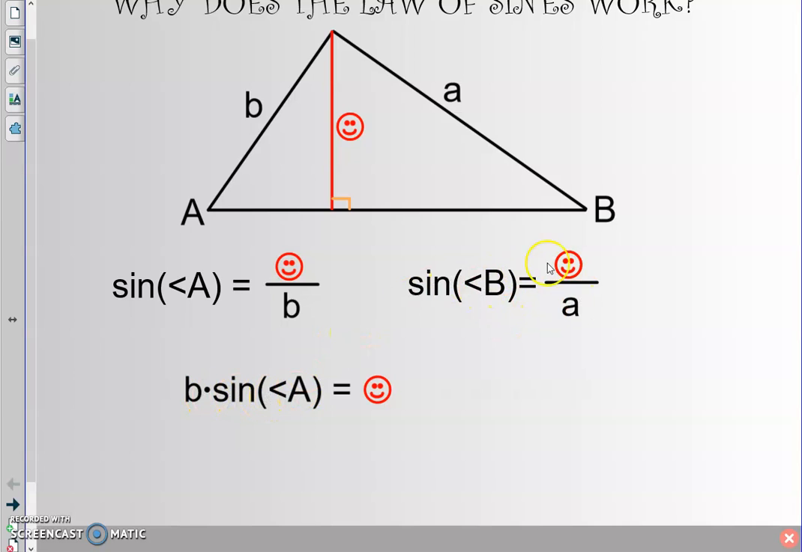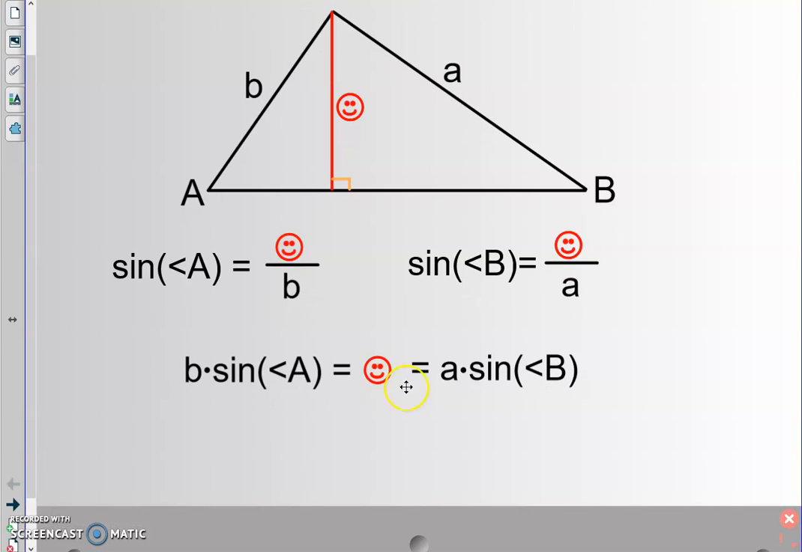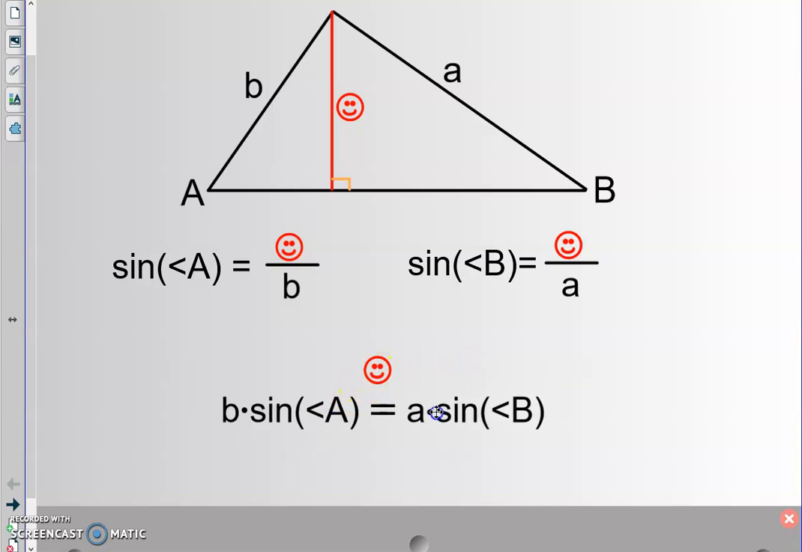Over here, I could solve this equation for smiley face. And remember, this is the same smiley face in both equations. So that same smiley face equals a times the sine of angle B. Well, gosh, think about this for a second. If b times the sine of A equals smiley face, and a times the sine of B also equals that same smiley face, then those two must equal each other.